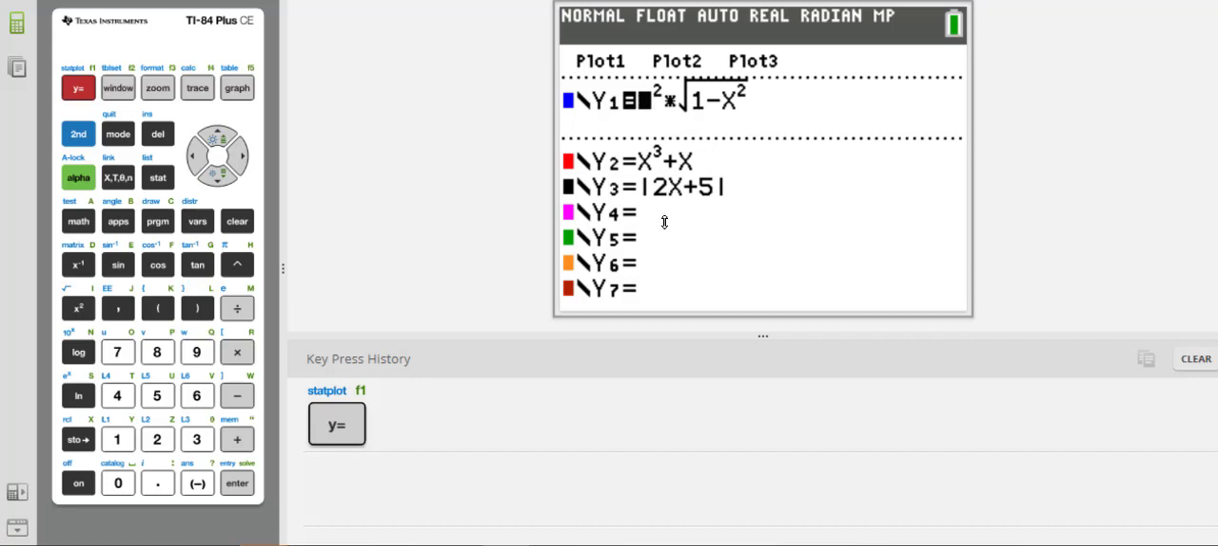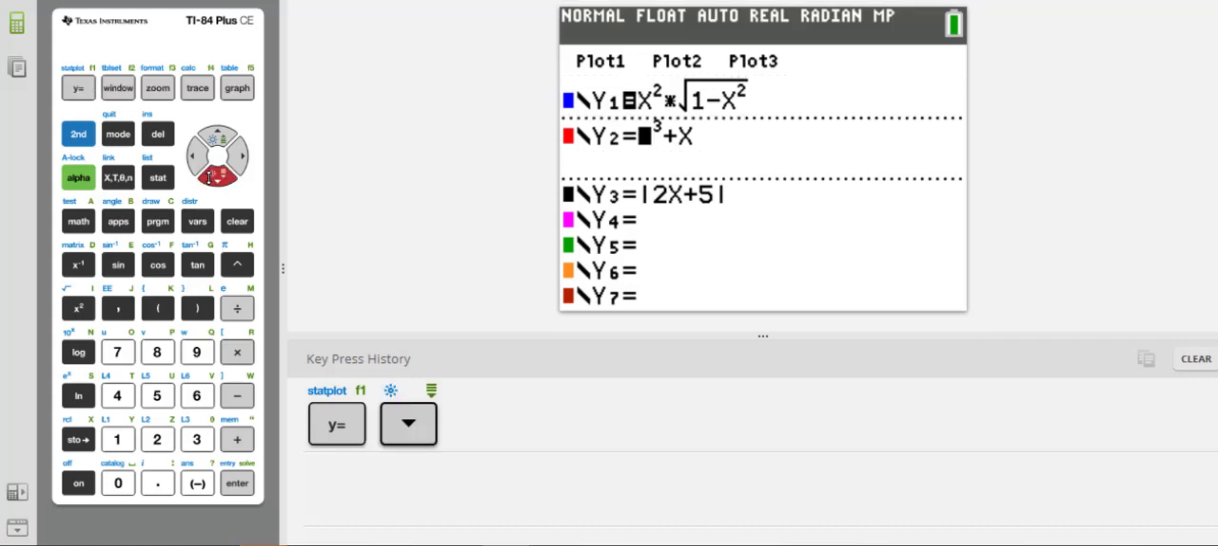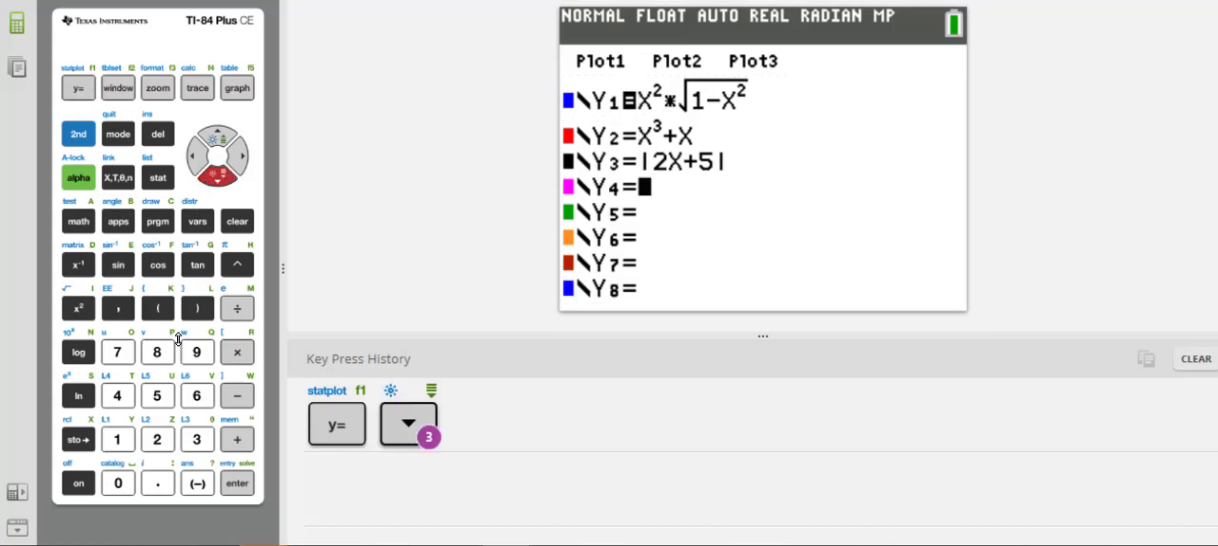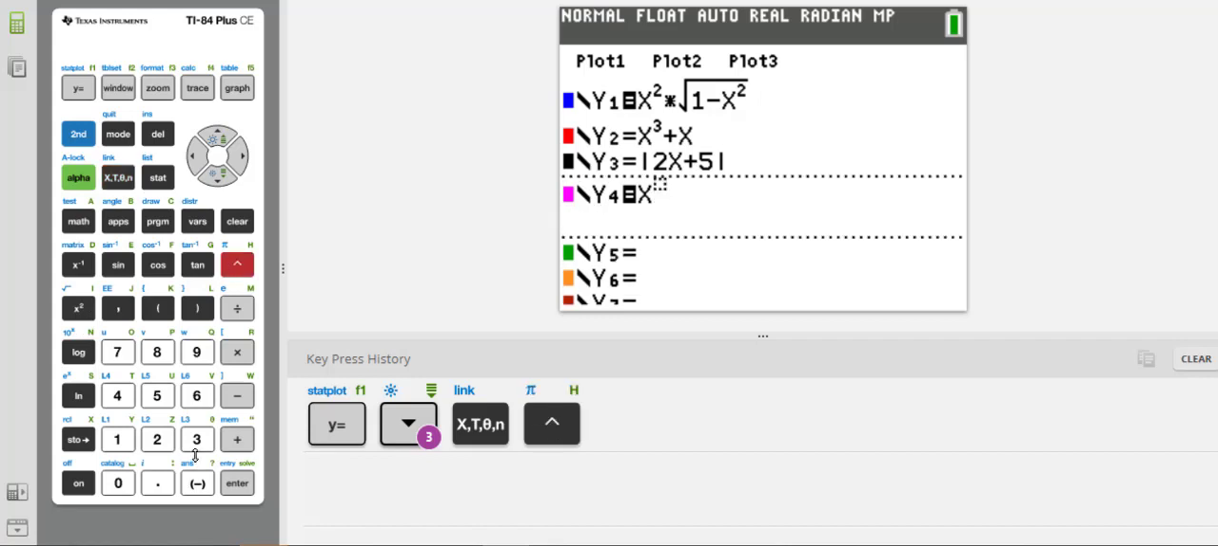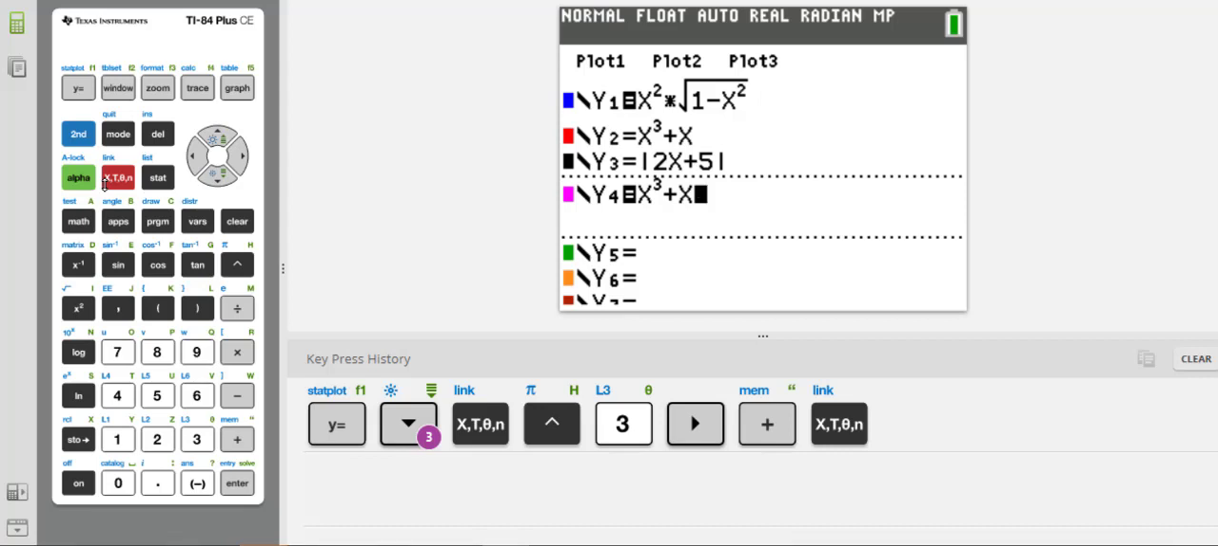If you do, I've put these three functions in here just to save us a little bit of time in this video. But if you haven't, you would type these in. Let me come down to the y4 and show you how you would do, let's just do this x cubed plus x, and then I'll delete it out. The x is this X,T,theta,n button that you see there. To cube it, we use the caret to the third power. We got to use a right arrow to get out of that exponent, plus x. Okay? So that's how I got that.